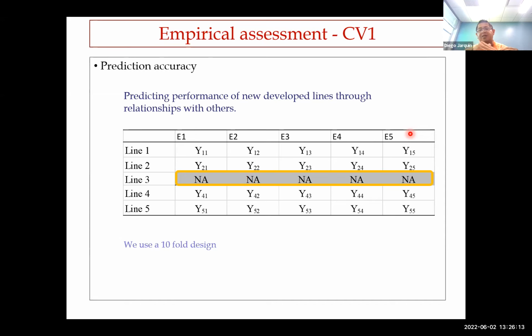So we split the phenotype and the genotypes in folds in a way that within the same fold, we will have all of the phenotypic records corresponding to the same genotype.